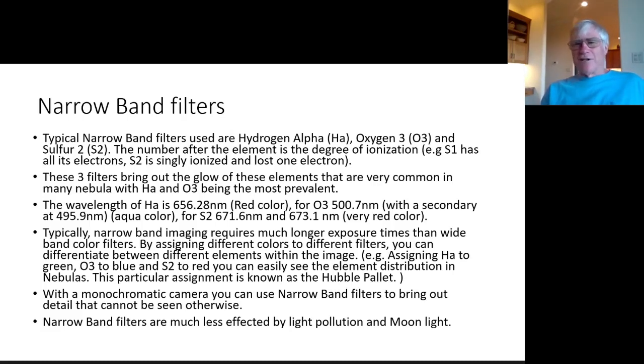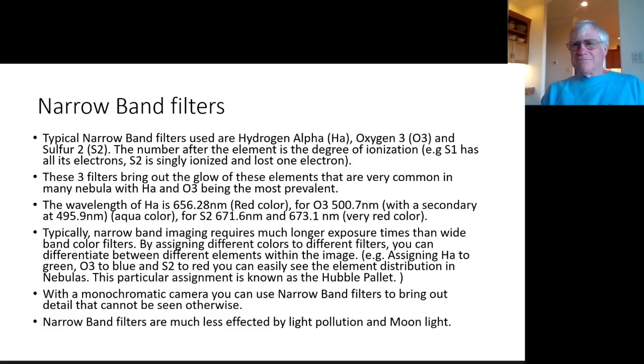And you can assign the colors, like I said, the Hubble palette. Even though hydrogen alpha is a red color, you assign that to green, and you assign the sulfur to red, and you assign the oxygen to blue, which is pretty close to what it is, except for the hydrogen alpha, which is really a red color, but assigning it to green, and then you get this real pretty image where you can really see where the different elements are located in the nebula.